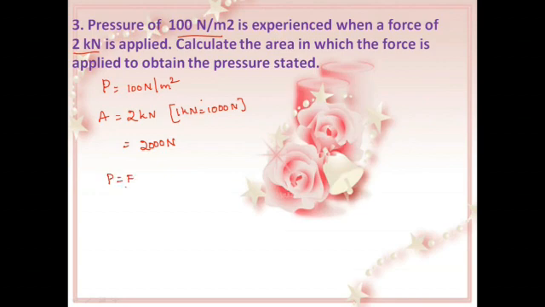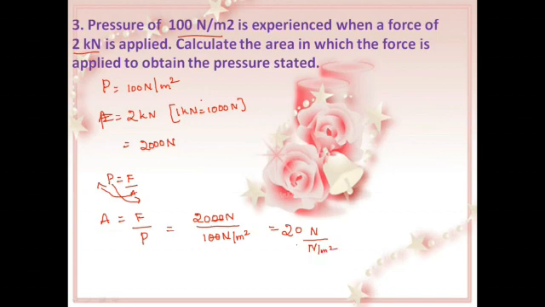Okay, so now we have to find out the area. Pressure is equal to force per area. What do we want? We want the area. Because we want the area, we shall take it this side. So area is equal to force by pressure. What is the force, children? 2000 Newton by pressure is 100 Newton per meter square. Now two zeros and two zeros get cancelled, so the value is 20, and write down Newton per meter square.